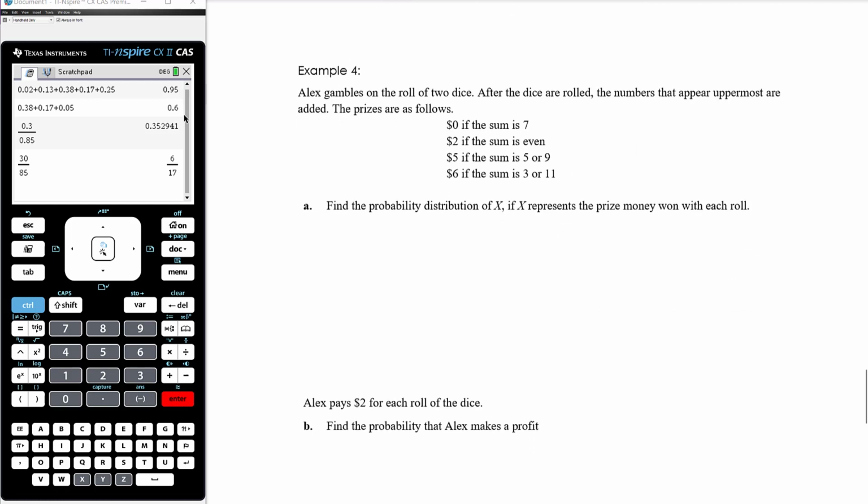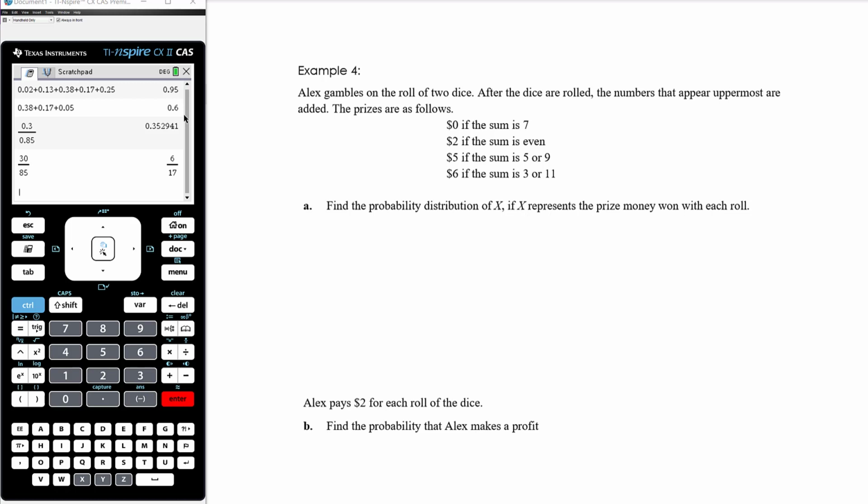Okay, final example here. Alex gambles on the roll of 2 dice. After the dice are rolled, the numbers that appear uppermost are added. The prizes are as follows. He gets $0 if the sum is 7, $2 if the sum is even, $5 if the sum is 5 or 9, and $6 if the sum is 3 or 11. Find the probability distribution of x if x represents the prize money.